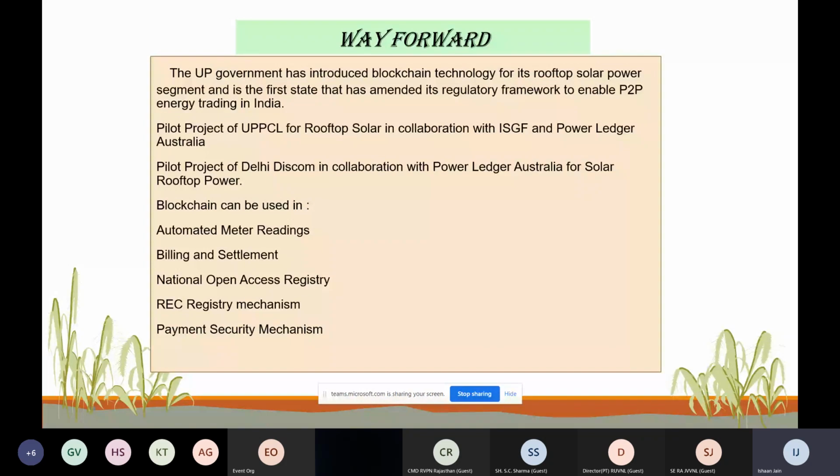Again, automated meter reading, billing settlement, NOAR, REC registry mechanism. Wherever registry and commercial settlements come, this blockchain will automatically come into the picture.